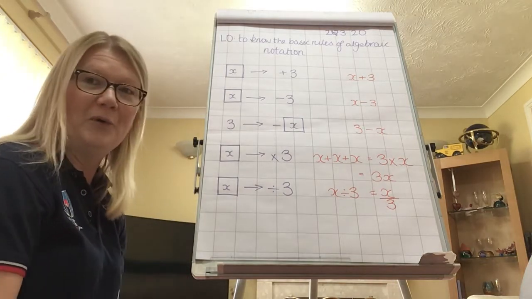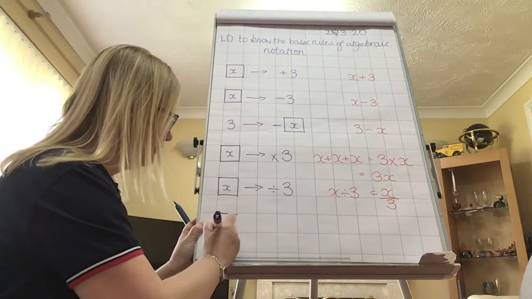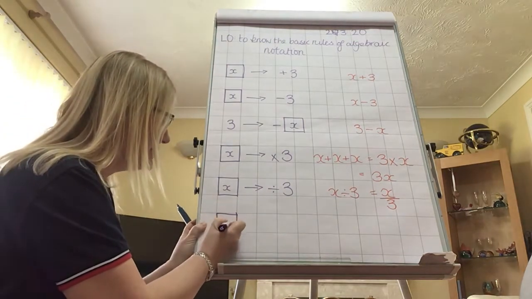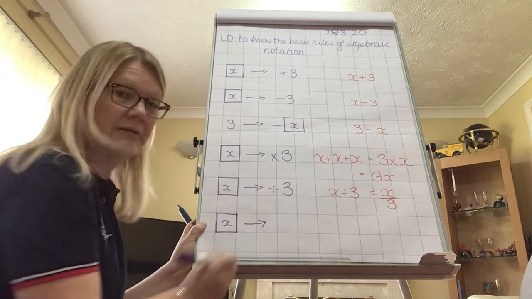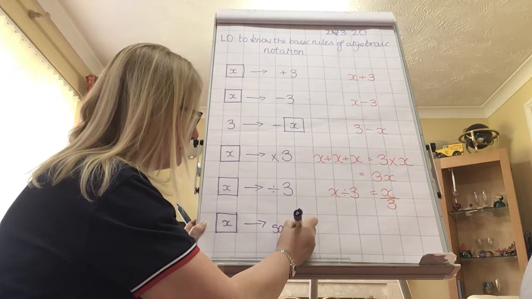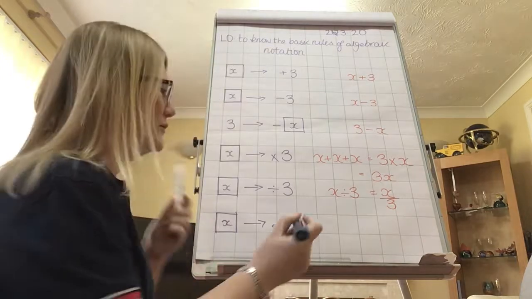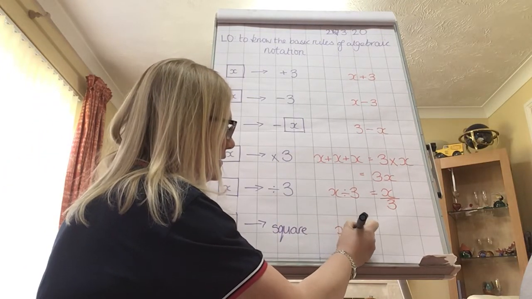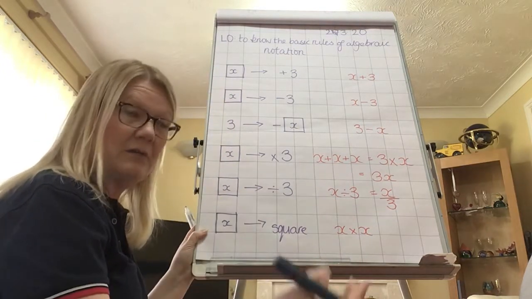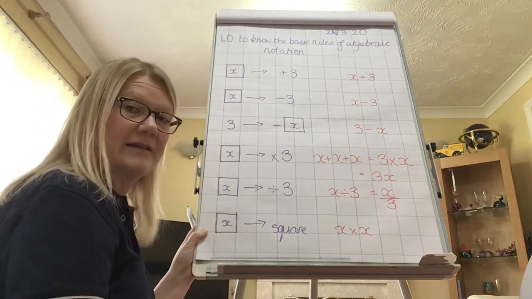I've got one more that I just want to show you. So what else could we do with our missing number? Our variable, our empty box, or our x, whatever we want to call it. Well, this time I want to square it. So I want x squared. What do we mean by x squared? We all know this. It means x times x. If it was 2 squared, it would be 2 times 2. If it was 3 squared, it would be 3 times 3. So for x squared, it is x times x.